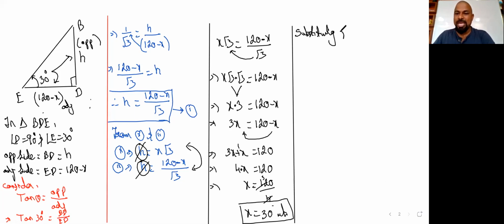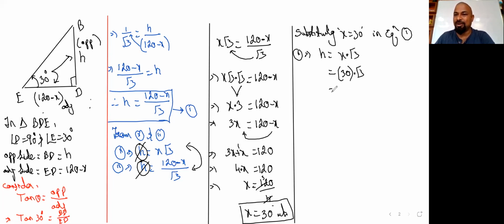So substituting, what did we get? X is equal to 30. Where shall we substitute? In equation 1. What is the first equation we have? H is equal to X into root 3. So what is the X value we got? It's nothing but 30 into root 3. Root 3, we know its value is 1.732. Is it clear? Now I can write 30 as 3 into 10.